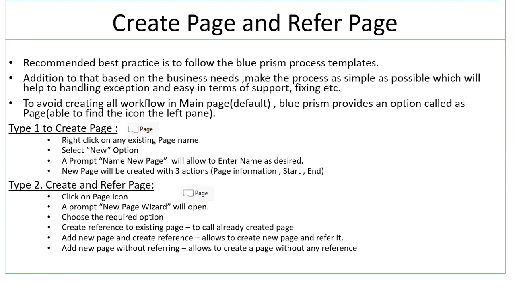One is to create a reference to an existing page, and create a new page by adding a reference to it, or add a new page without referring. So the first one is that you can create a page and refer to the page, or create a reference to an existing page. As the last one, you can create a page but you don't need to refer to it, because that may be called at a later stage. So these are the three options.